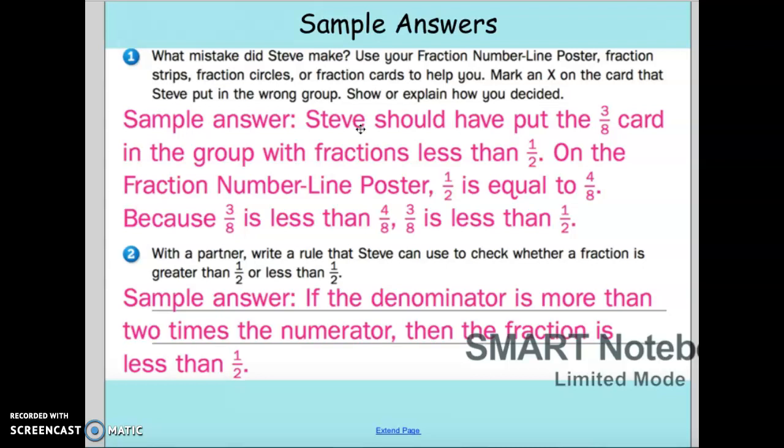Then it said to write a rule that Steve could use to check whether a fraction is greater than 1/2 or less than 1/2. If the denominator is more than 2 times the numerator, then the fraction is less than 1/2. That sounds a little complicated, but let's look at the fraction 3/8. The numerator is 3, and 3 times 2 would be 6. The denominator, 8, is more than 6. Therefore, the fraction is less than 1/2.